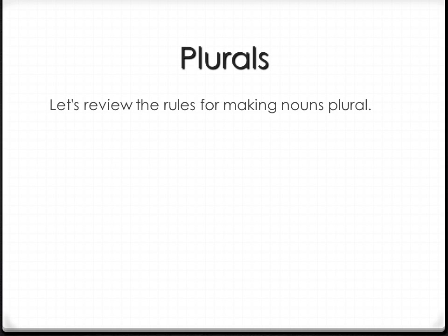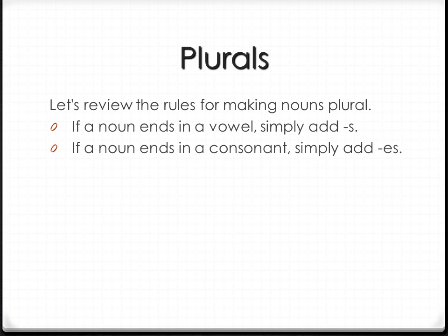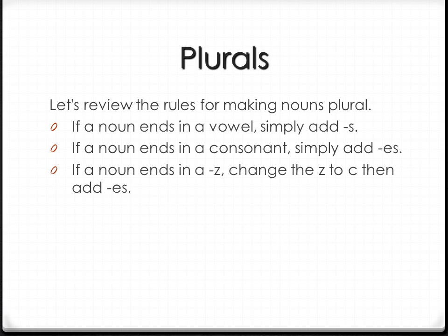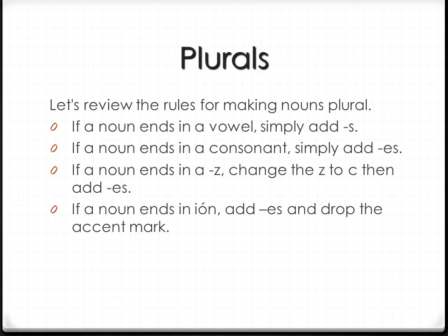Okay, so here are the rules. Let's go ahead and review them one at a time again. 1. If a noun ends in a vowel, then you simply add s. 2. If a noun ends in a consonant, then you simply add es. 3. If a noun ends in a z, then change the z to a c and then add es. 4. If a noun ends in ión, then add the es and then drop the accent mark.